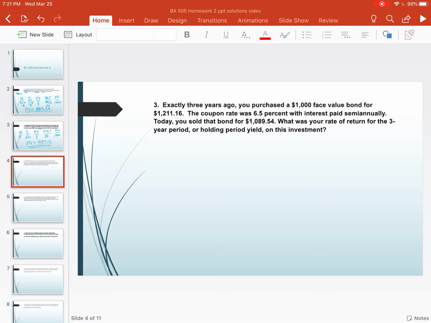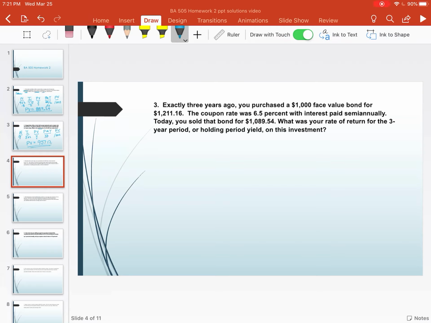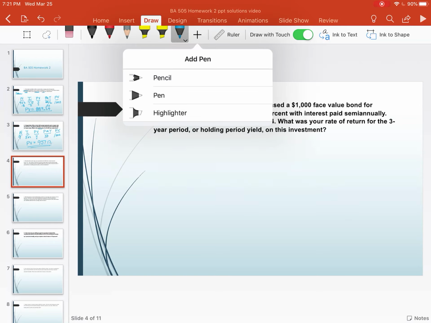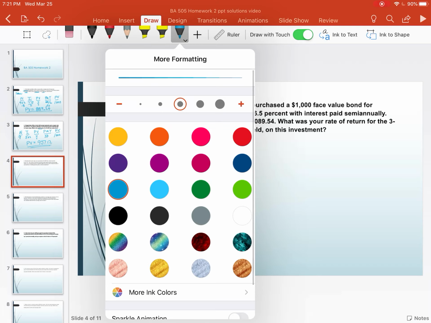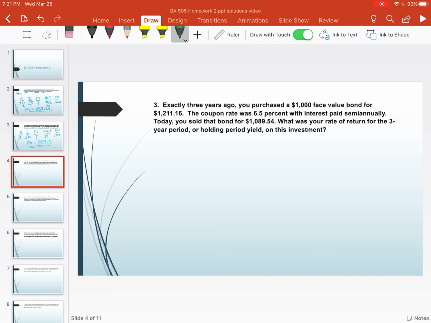We're still talking about bonds in this problem, so let's just continue to go forward. Let's just do a different color just for variety. Brighten up things for you. So exactly 3 years ago, here we are on a timeline.